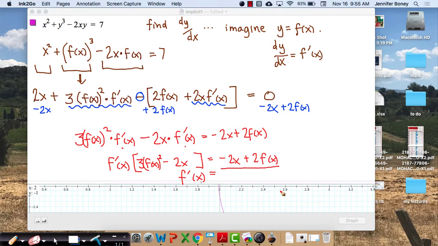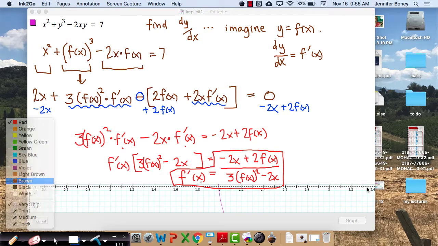Sorry for the messy algebra style here. F prime of x equals, and I'm going to box this, negative 2x plus 2f of x over 3f of x squared minus 2x. Here's our expression for f prime of x. Now, just as a note, f wasn't in the original expression. I just rewrote. F of x means y, and f prime of x means dy dx. So if we wanted to use the original variables to write this, we could do that also.